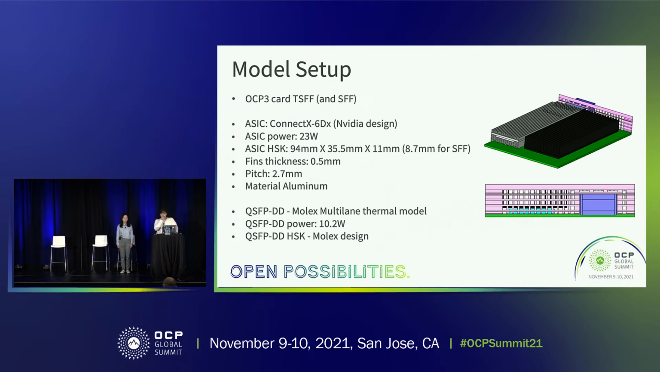Going over the model setup, for this set of simulations we use the OCP NIC 3.0 card for both the TSFF as well as the SFF. For the ASIC, we use the NVIDIA design, the ConnectX-7 DX, with an ASIC power of 23 watts and a typical aluminum extrusion heatsink. This is not enhanced or optimized; it is just a relative heatsink that we're using for this study. For the QSFP-DD, we're using a multi-lane thermal model that represents an actual active optical module with a conservative power of 10.2 watts. Again, for the heatsink, we're using a basic aluminum extrusion heatsink.